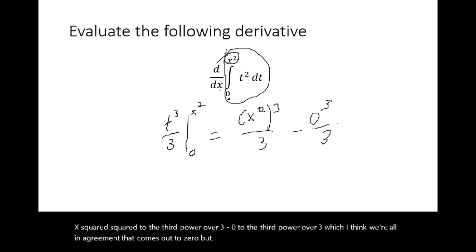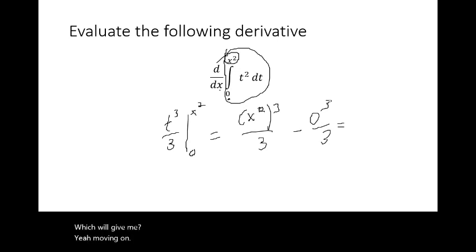Then this is what the integral came out to, and just for this purpose, I am actually going to leave this as x squared to the power of 3 over 3 minus 0. You'll see why in a minute that I did not simplify those powers yet.